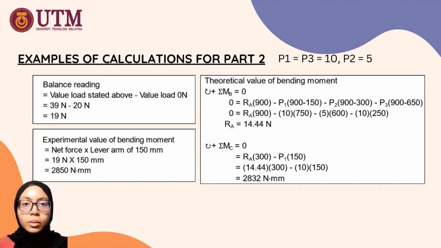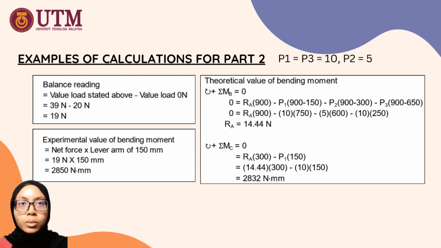This is the example of calculation for part 2, in which we change the load but keep the distance between the positions of the load. First we need to find the balance reading. Use the formula of value load stated above, which comes from the spring balance, minus the value load of 0 Newton. So we got the value of 90 Newton.